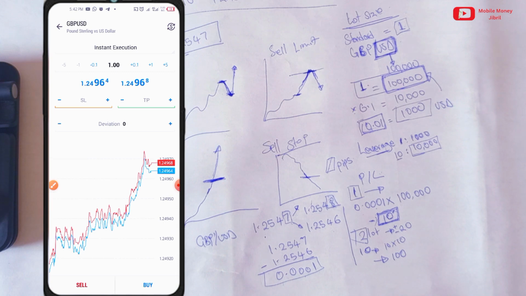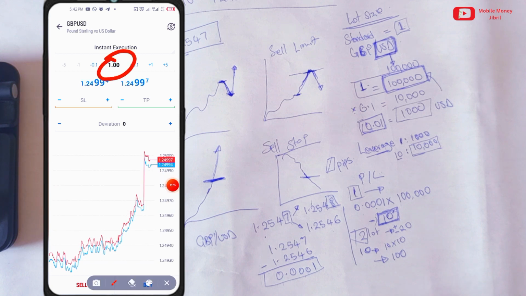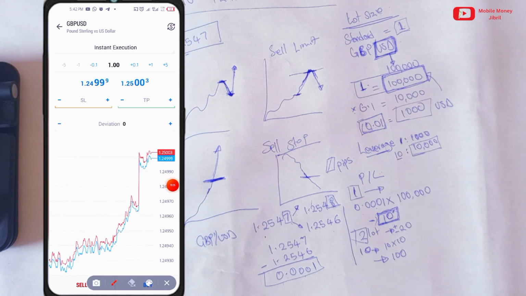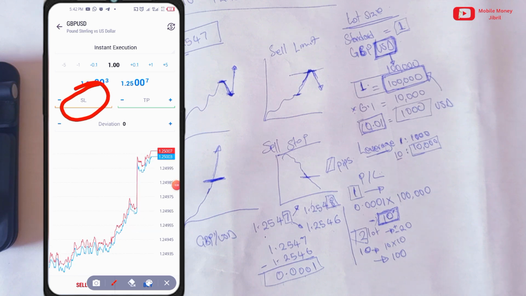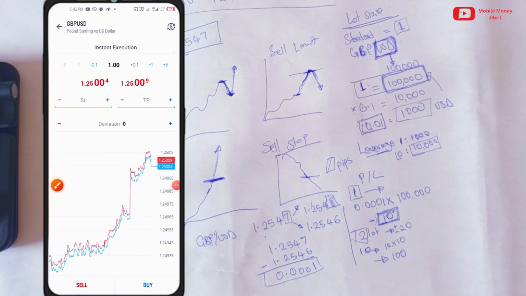So I'm going to place a trade with one standard lot size. When you have analyzed your trade, you need to analyze your stop loss. You also need to analyze your take profit. So here you can put your stop loss, and here you can put your take profit, all from your analysis.